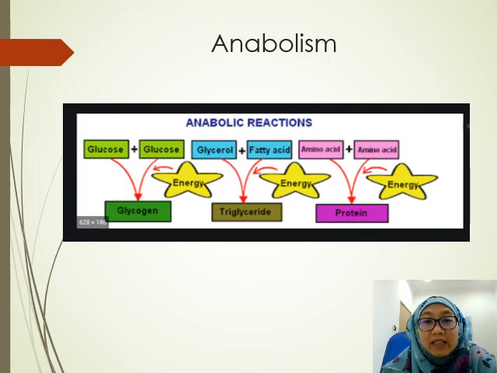So for further details, these are anabolic reactions. Glucose to form glycogen, and these reactions need energy. Glycerol and fatty acids to form triglycerides. These reactions require energy. Amino acids to form protein.